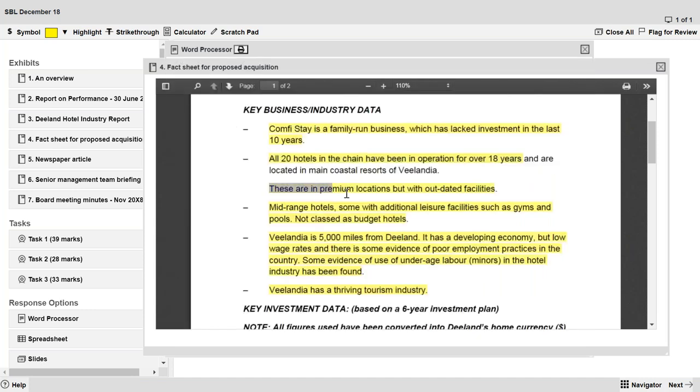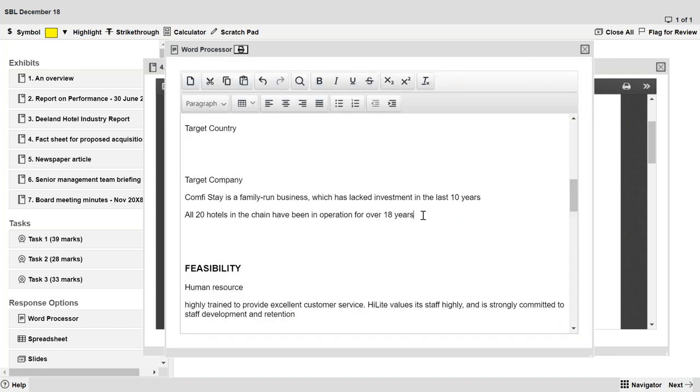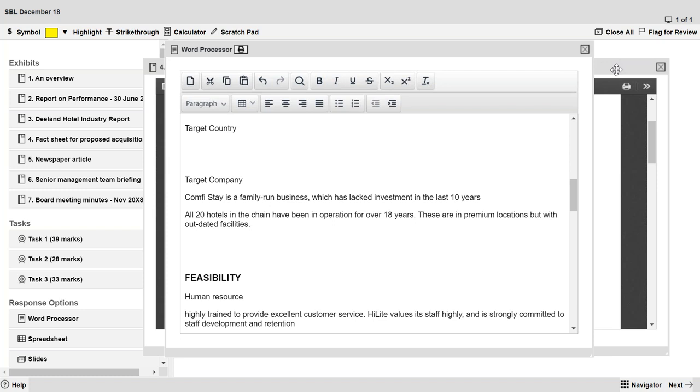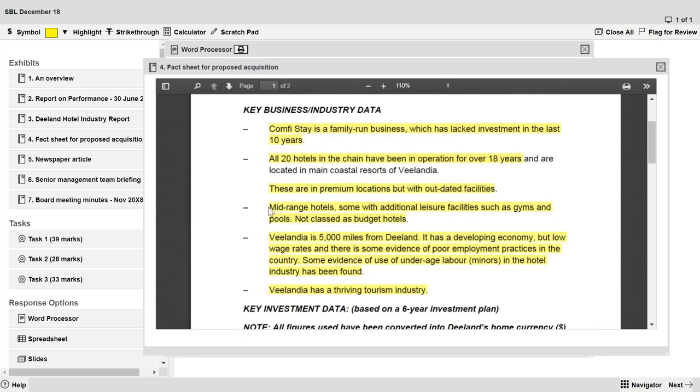These are premium locations but with out-of-date facilities. I will continue with this. Copy paste it here. Mid-range hotel.